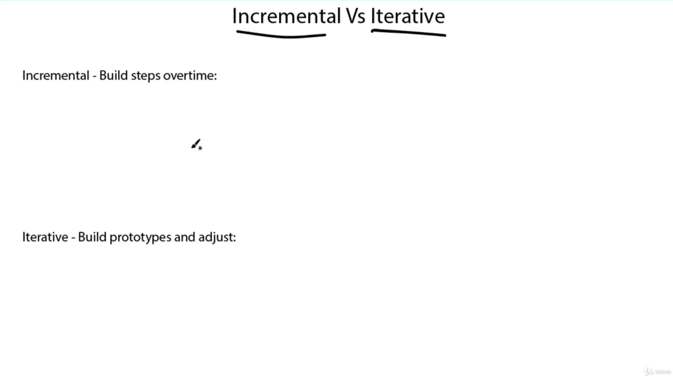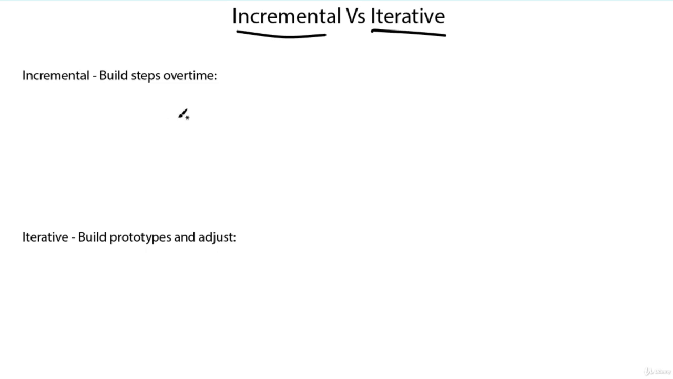However, with incremental, we're building over time. Think of an assembly line where we're never getting to the final product until we're at the final product. And then iterative, where we actually build mini final products and keep making new ones that are slightly closer to our final product, but that almost fully function. So let's go over the two here a little bit more in depth. Again, our first one is incremental: build steps over time, assembly line.